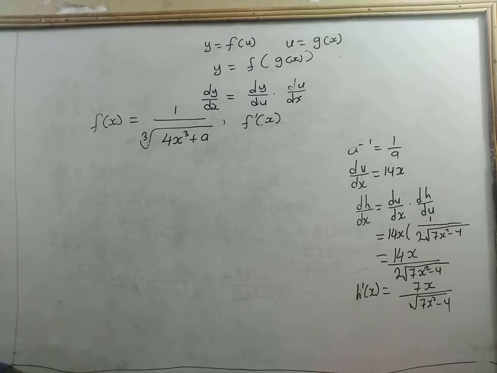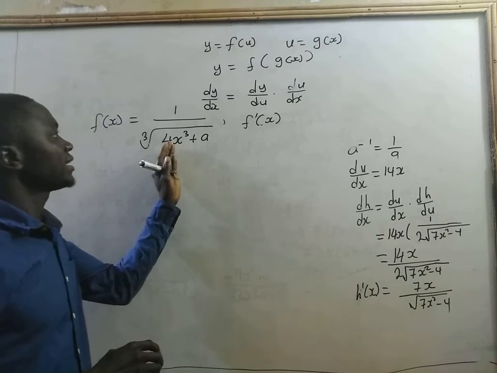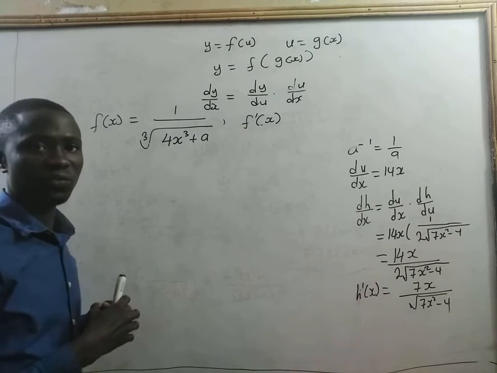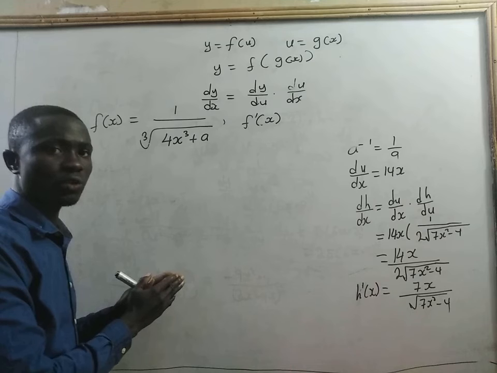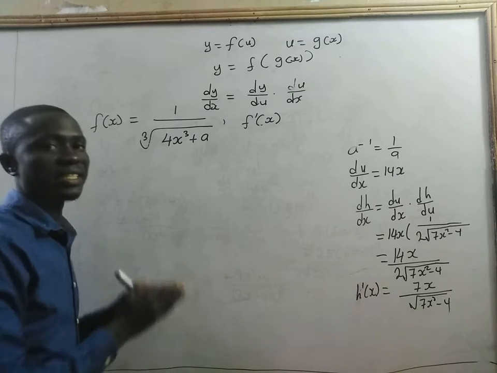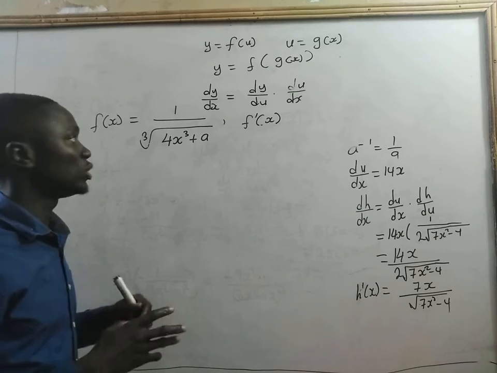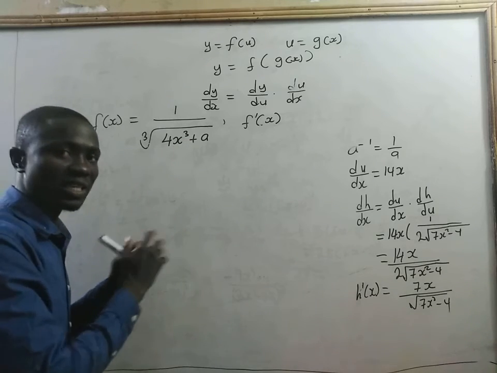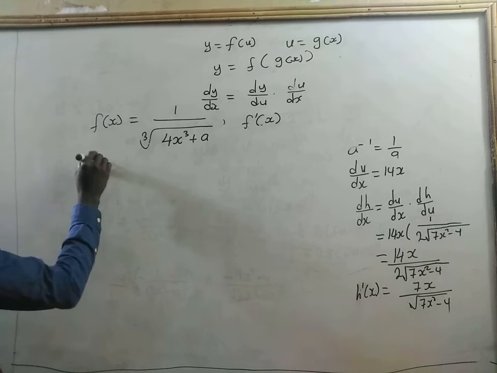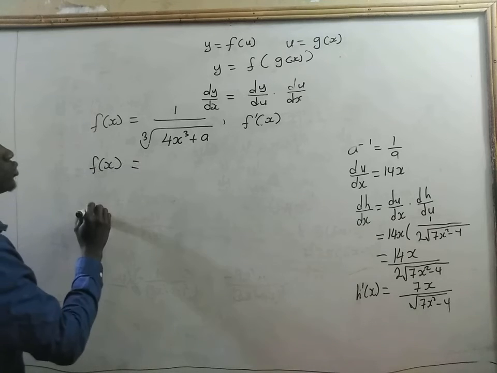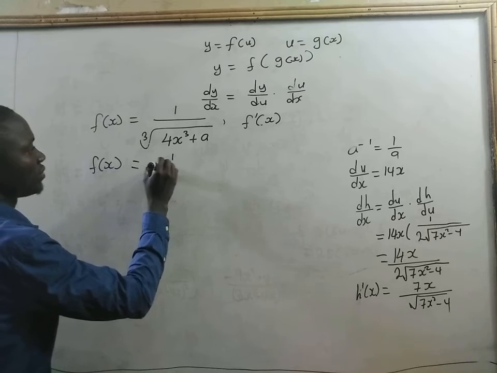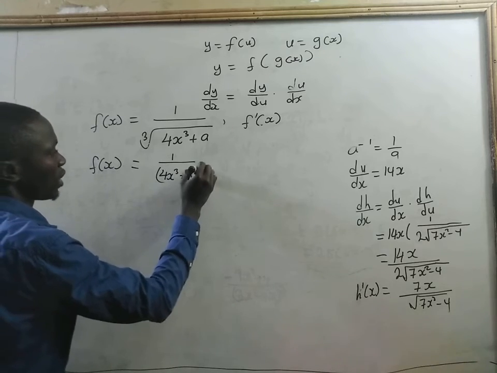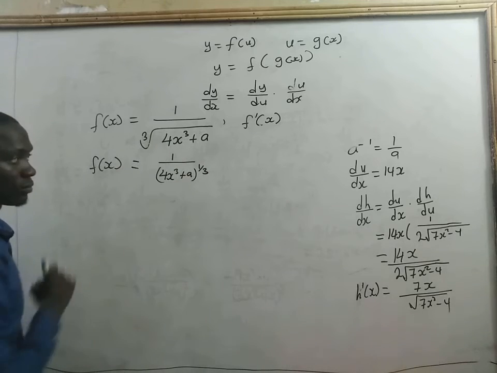So let's find f prime of x. Remember that finding f prime of x is the same as finding the gradient of the function. If you differentiate, the answer you get is called the gradient. So remember that. So if you have to find the gradient of this, you just differentiate and your answer gives the gradient. So here, f of x is equal to 1 divided by 4x cubed plus a to the power 1 on 3. That is cube root.